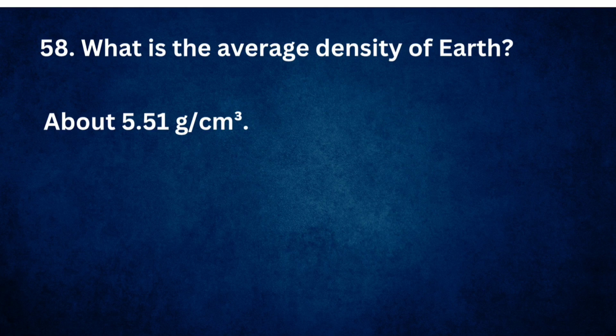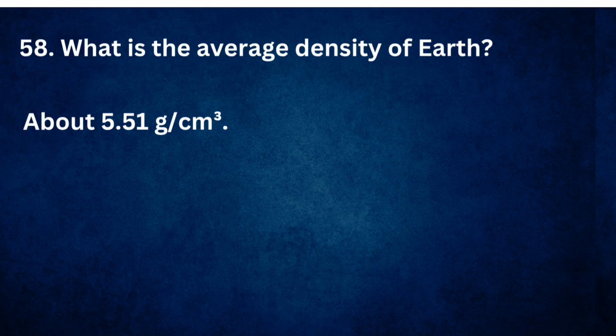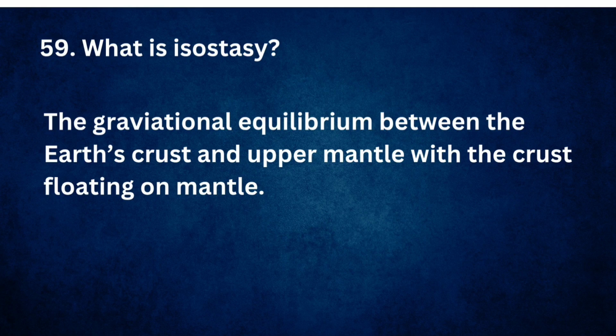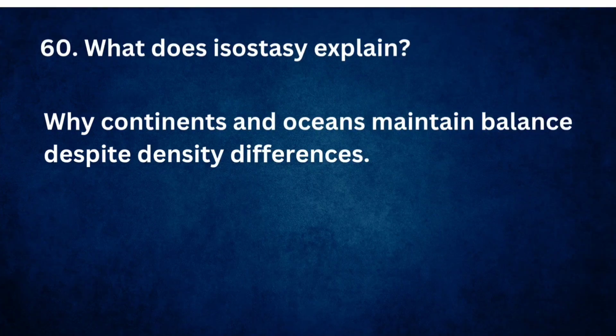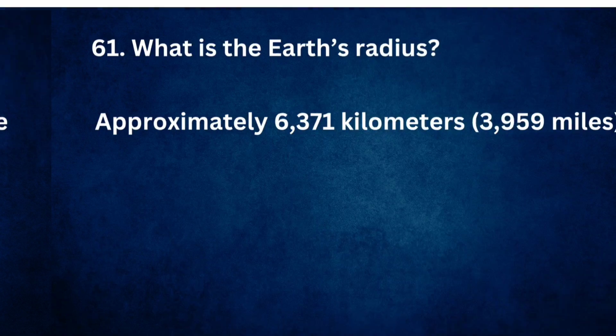What is the average density of Earth? About 5.51 grams per cubic centimeter. What is isostasy? The gravitational equilibrium between the Earth's crust and upper mantle, with the crust floating on the mantle. What does isostasy explain? Why continents and oceans maintain balance despite density differences.